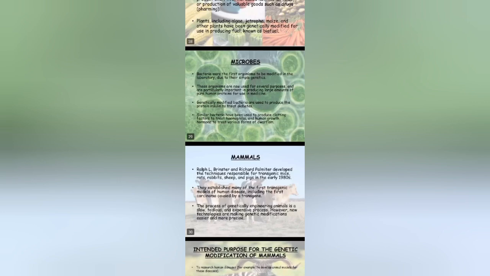Microbes. Bacteria were the first organisms to be modified in the laboratory due to their simple genetics. These organisms are now used for several purposes and are particularly important in producing large amounts of pure human proteins for use in medicine. Genetically modified bacteria are used to produce the protein insulin to treat diabetes. Similar bacteria have been used to produce clotting factors to treat hemophilia and human growth hormone to treat various forms of dwarfism.